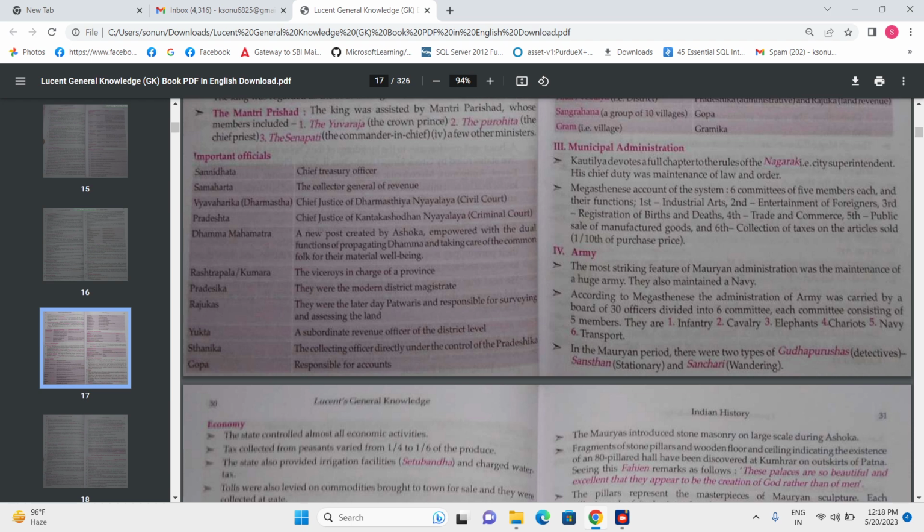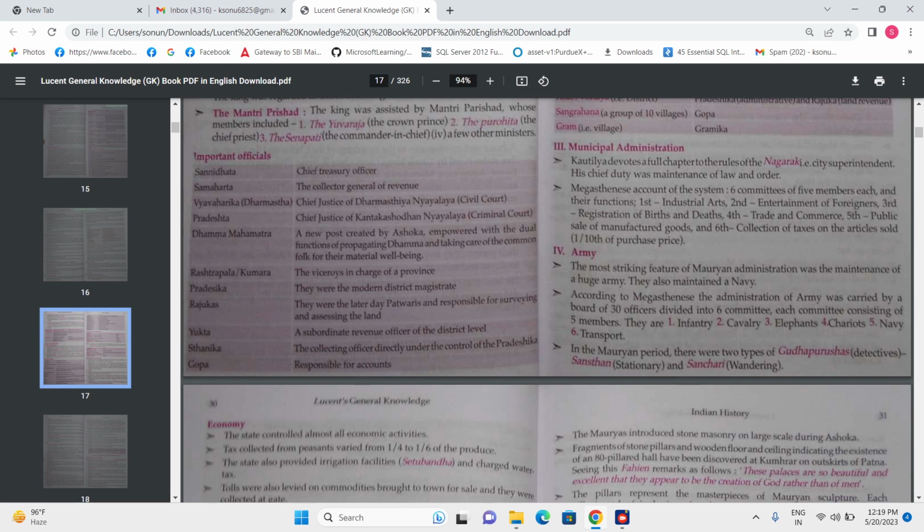As per Megasthenes' book Indica, municipal administration had 6 committees, and every committee had 5 members. The work of the committees was: one committee industrial art, another entertainment of foreigners, third registration of birth and death, fourth trade and commerce, fifth public sale of manufactured goods, and sixth collection of taxes on the articles sold, 1/10 of purchase price. Every committee had 5 members to administer this.